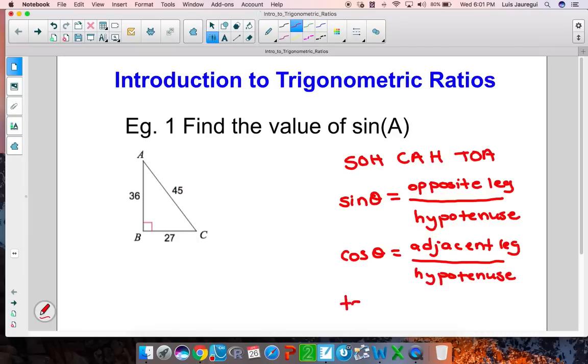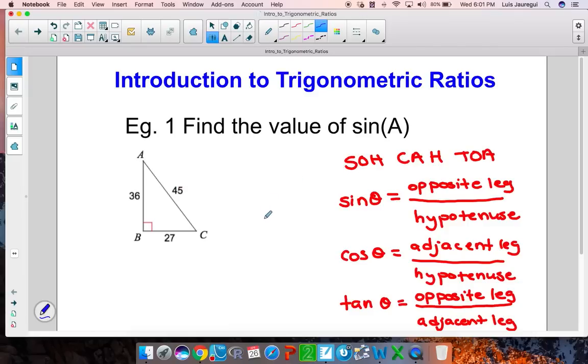And lastly, we have tangent. So tangent of theta, it's equal to the ratio between the opposite leg and the adjacent leg. So when dealing with this type of problems in right triangle trigonometry, you probably will be dealing with this mnemonic device often. Okay. Now let's go ahead and take a look at the example given here.